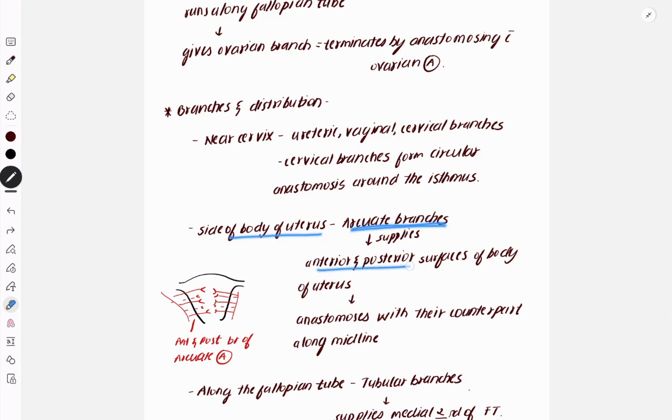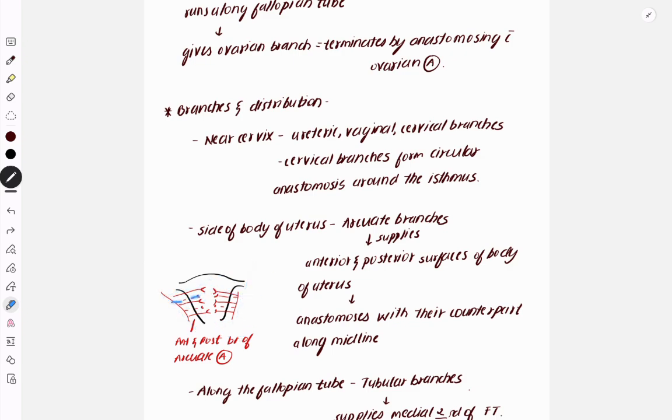These arcuate branches supply both anterior as well as posterior surfaces of the body of uterus, and they anastomose with their counterpart, which means the anterior branch will anastomose with the anterior branch coming from the other side. This anastomosis takes place in the midline. So the anterior branch coming from the right side will anastomose with the anterior branch coming from the left side.